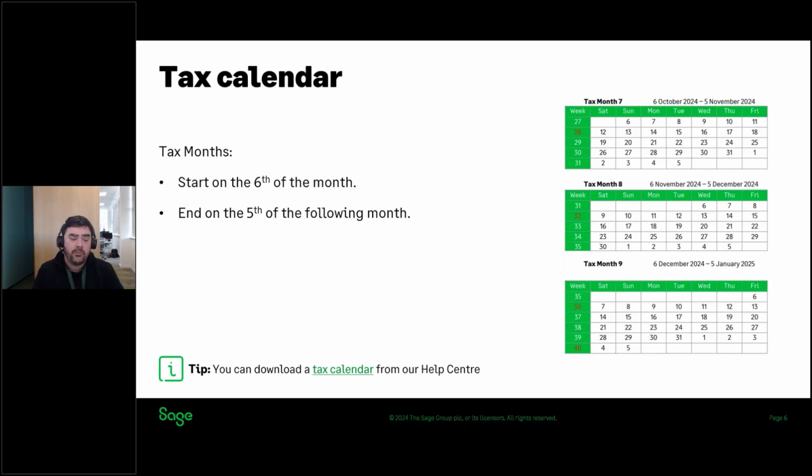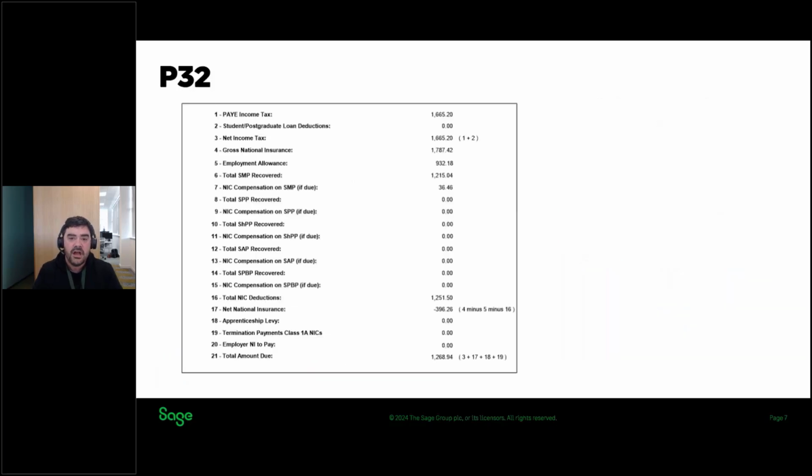So we're going to show you the report in the demo, but I do want to first explain what information we'll find on a P32. So this is a typical example of a P32 report. It has 21 items, which make up your PAYE liability for the month.